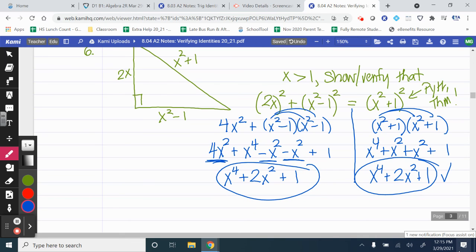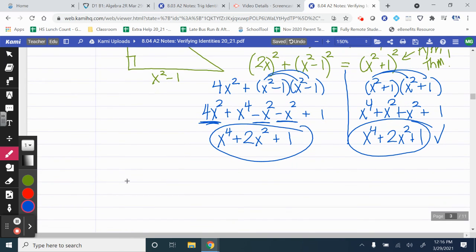So when verifying or showing identities are equal, you're just getting the left-hand side to equal the right-hand side without going between the two sides. And it doesn't matter what point you stop at as long as they're exactly the same on both sides. All right, and that is it for 8.04.